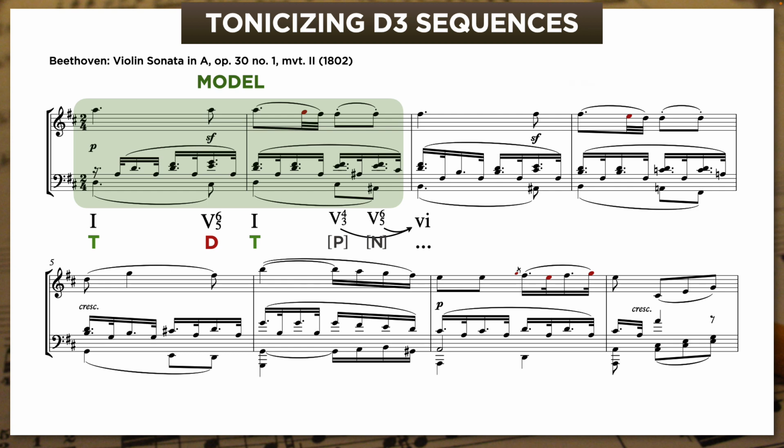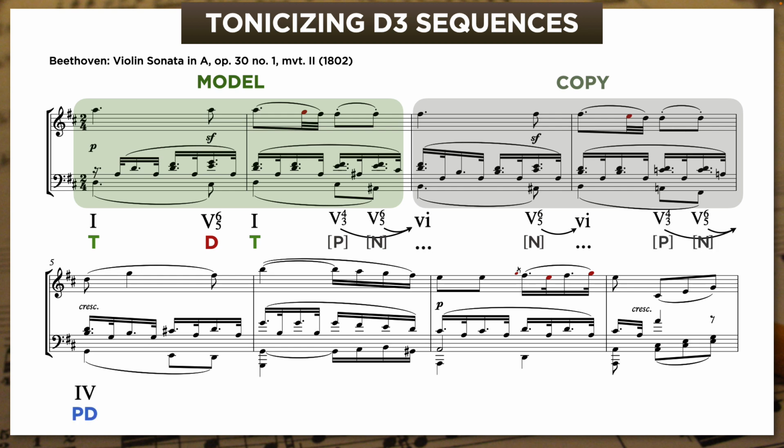And of course, the copy does the same thing. 6 gets embellished by its own dominant, and then sets up 4 with 2 applied dominants. The thing that sets this sequence apart is that there just is no third copy. When we get to 4, in that second system, the sequence just dissolves.